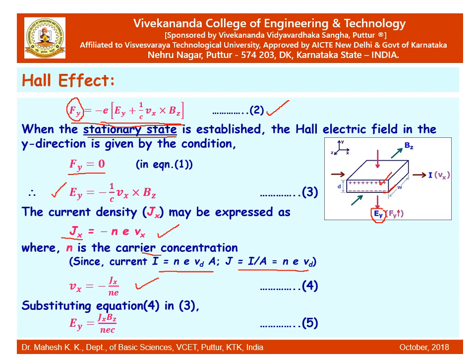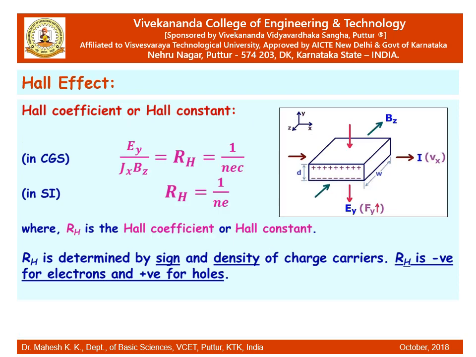Then substituting that equation 4 in the above equation 3, you are going to get the expression for Ey, that is equal to Jx Bz divided by NEC. That will be equation 5. Rearranging equation 5, we get Ey by Jx Bz is equal to Rh is equal to 1 over NEC. If you consider only the right side, we could rewrite it as Rh is equal to 1 over Ne, that is in the SI system. So we have the equation both in CGS and SI system, where RH is nothing but the Hall coefficient, which is important for us.